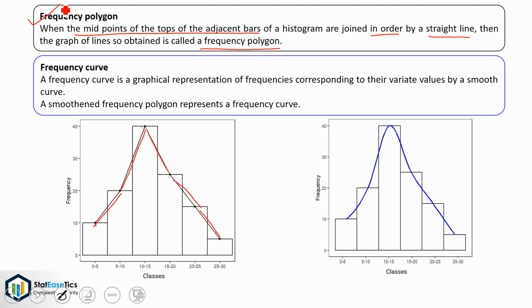Frequency curve: it is a graphical representation of frequencies corresponding to their variate values by a smooth curve. A smoothened frequency polygon represents a frequency curve. So here the midpoints are denoted and they are joined with a freehand smooth curve, and it is called a frequency curve.